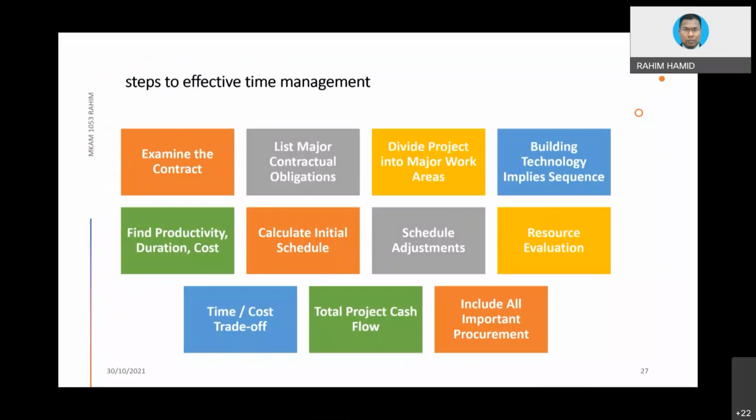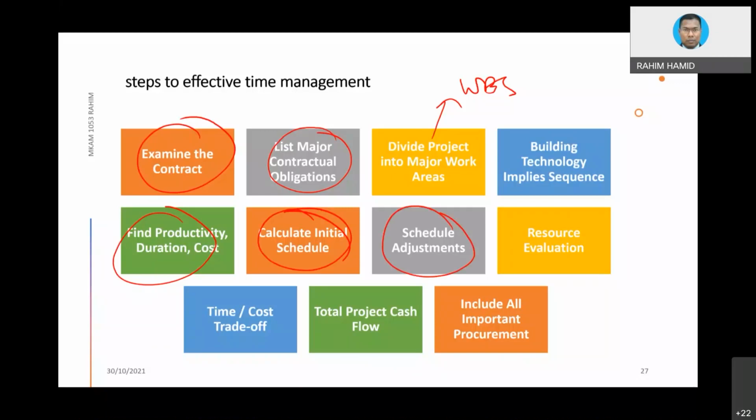Steps to effective project management: you need to examine the contract first, list all major contractual obligations, and divide the project into major parts. This is what we call WBS. Come up with the technology that you are going to use, because it will influence the sequence of work. Figure out the productivity rate, the duration of the work, come up with the initial schedule, and then revise the schedule. Sometimes the schedule that you see in the final version has gone through many versions.